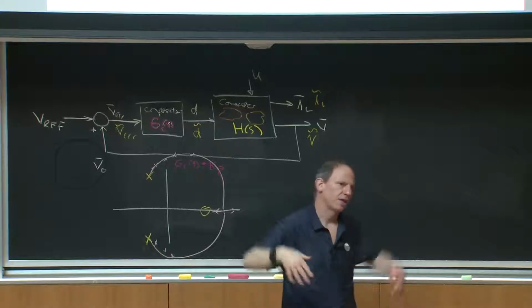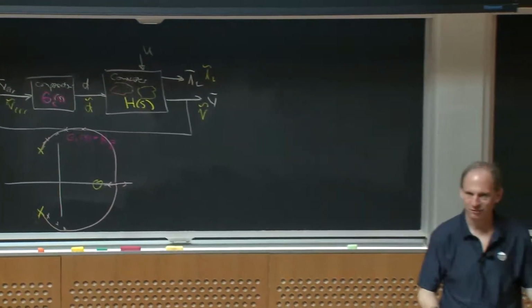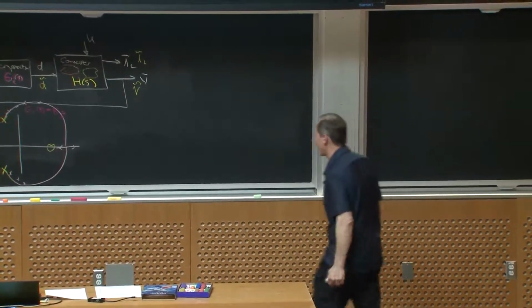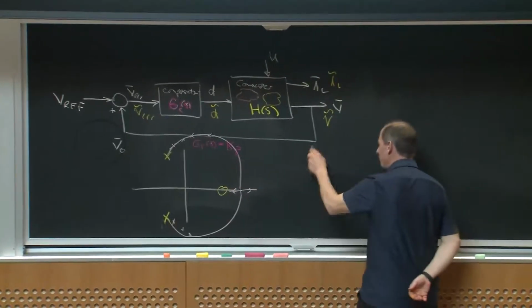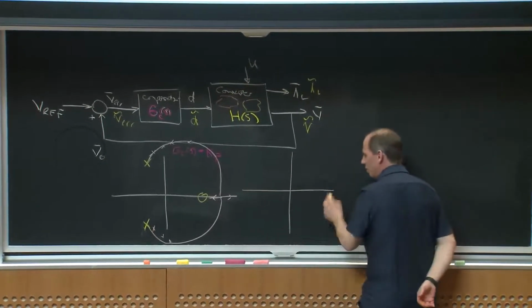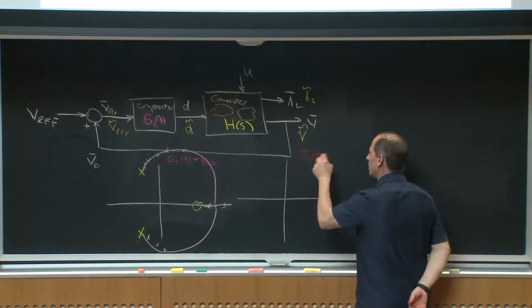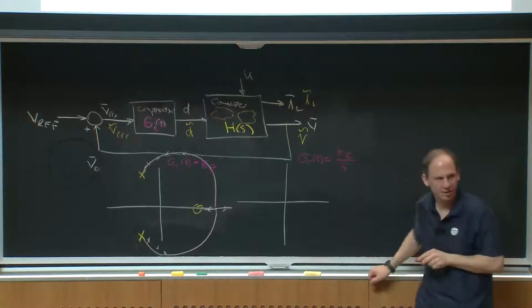So what could I do? I could pick some other compensator. Now, I'm not going to try to design a good compensator for you here. That's not the topic of this class. But what's the next simplest compensator I could think of that would fix that problem? And I would argue you could use GC of S equal to Ki over S. This is an integral controller, right? 1 over S is an integrator.